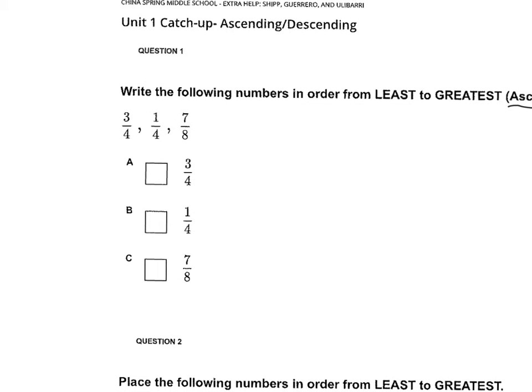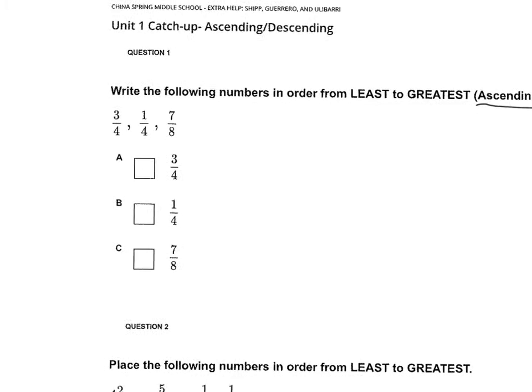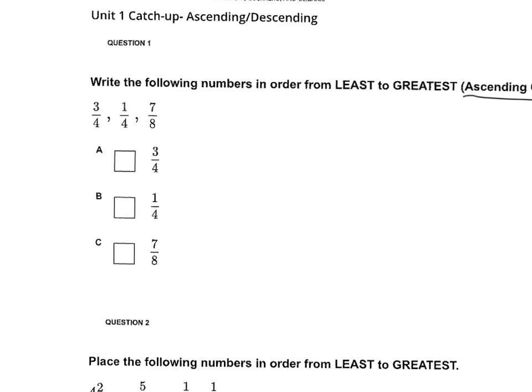So the first thing we need to do, we have all these fractions. We have 3 fractions. They don't look the same, so I'm going to turn them into decimals. By doing that, I'm going to say 3 divided by 4, and that gives me 0.75. So I'm going to write 0.75 up here. 1/4, 1 divided by 4 is 0.25, and 7/8, so 7 divided by 8 is 0.875.